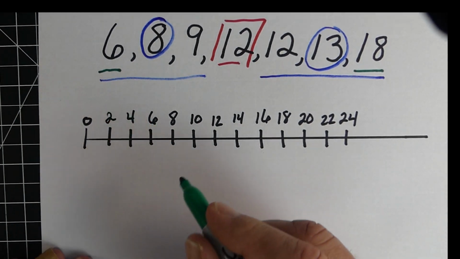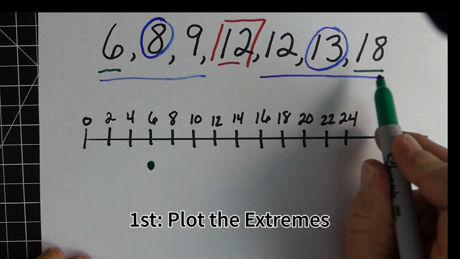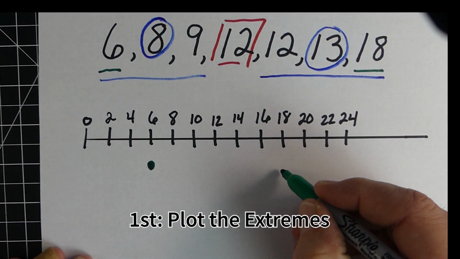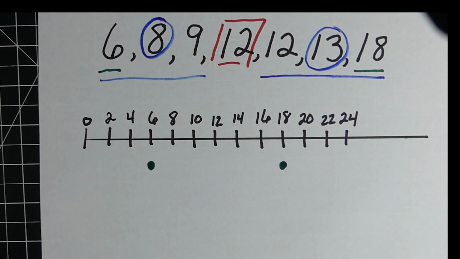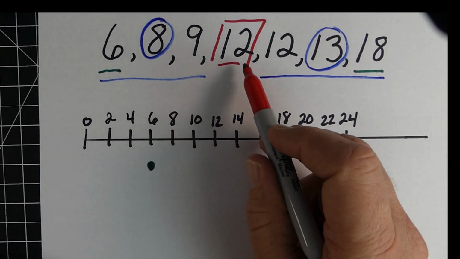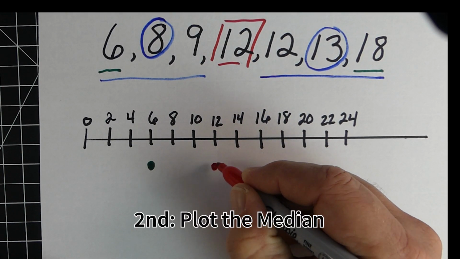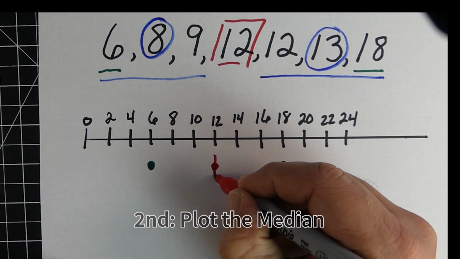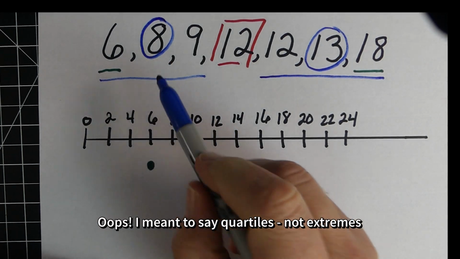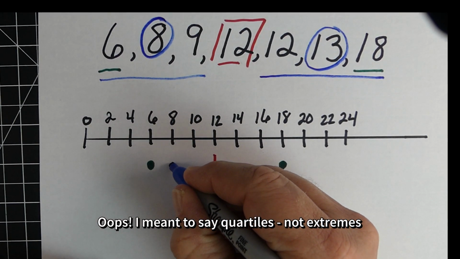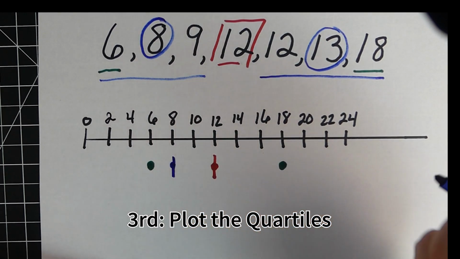So when we go to make this, I like to put the extremes down first. So I put a dot where the 6 is, and we'll put a dot where the 18 is. I kind of like to do that because I know everything is going to fit in between these 2 points. Next, I like to put the 12, or the median. So I like to put a little dot and put a line through it when I do this. So now we need to plot the lower quartile and the upper quartile. So we'll do the same thing that we did for the median, except we're going to do it for the 8 for the lower quartile.